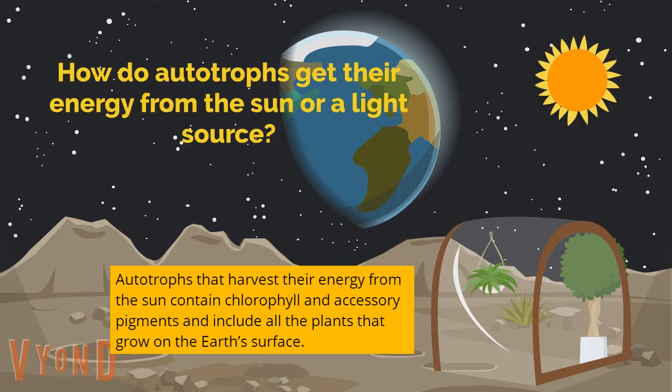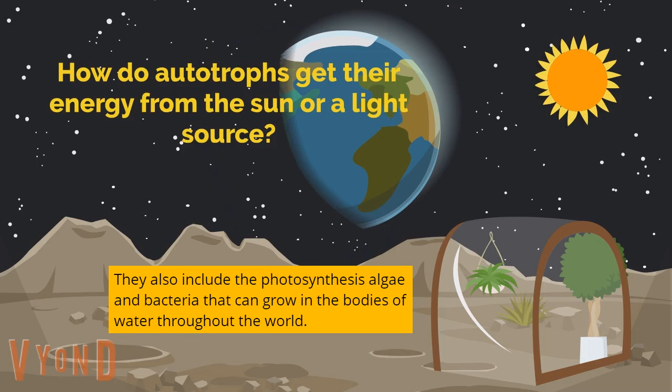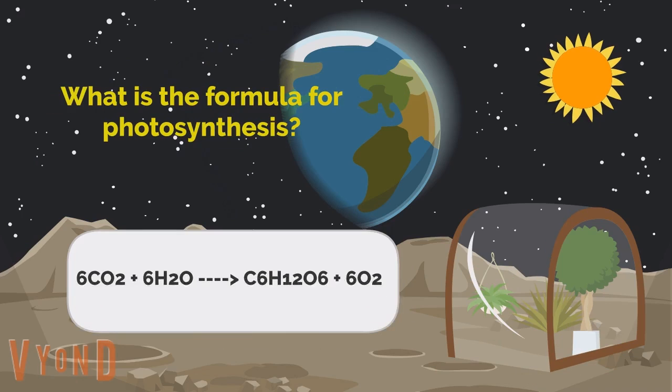on the Earth's surface. They also include photosynthetic algae and bacteria that can grow in the bodies of water throughout the world. This shows the formula for photosynthesis. The reactants are carbon dioxide and water. The byproducts are glucose and oxygen.